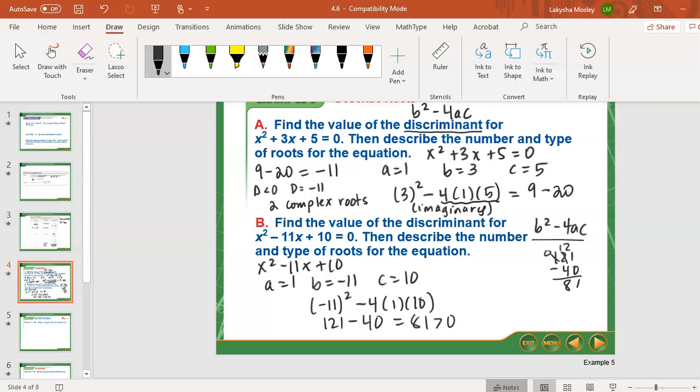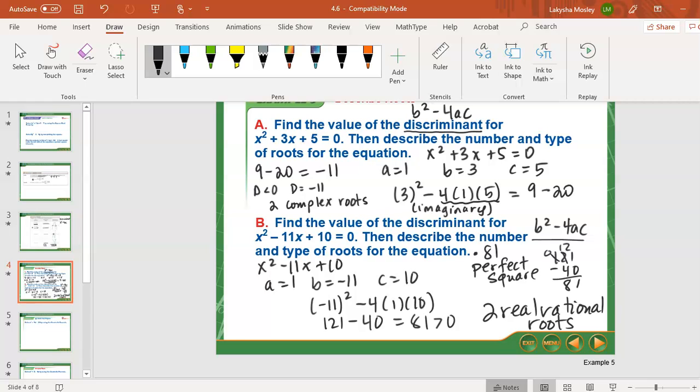And so because this is greater than 0, and then because 81, I'm going to put a note right here, 81 is a perfect square, I'm going to get two real rational roots. So that tells me ahead of time that I'm going to get two x-intercepts, and they're going to be nice clean numbers. They're not going to be imaginary.